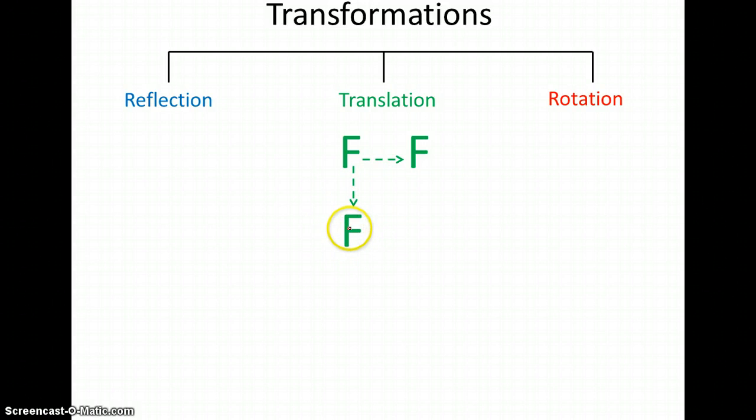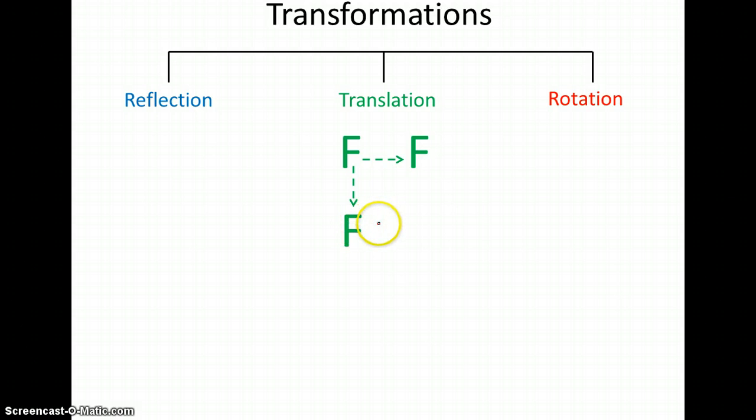So with a translation, we'll notice that all points from our initial figure will be moved the same distance in the same direction for our transformed figure. So we've got one going to the right and then a separate example moving downward here. Again, these 2 F's are congruent, or the same size, same shape. Similar to our reflection, same size, same shape for those reflected figures before.